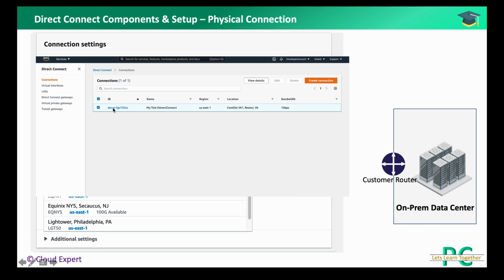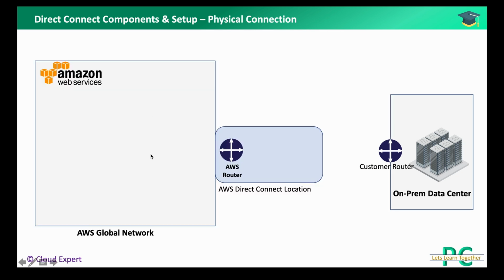Once you have created that connection in the AWS console, you will get a Letter of Authorization, or LOA. You have to take that LOA to the AWS Direct Connect location where you will have a router waiting for you to be connected. Now, if you are fortunate enough to have your data center close to that AWS router or Direct Connect location, then it's easy. You can directly connect. Or else you have to get in touch with some AWS Direct Connect partners. There are many Direct Connect partners who will help you establish that connection.